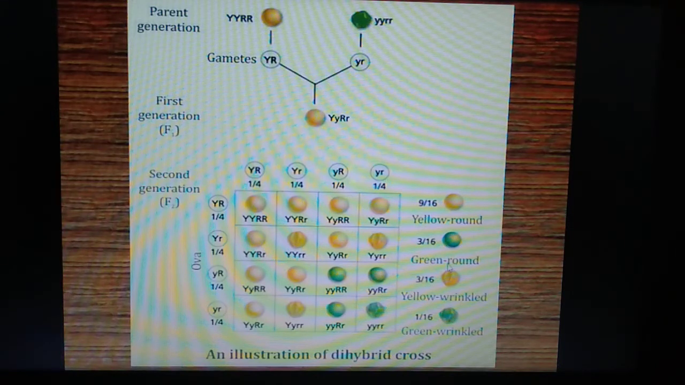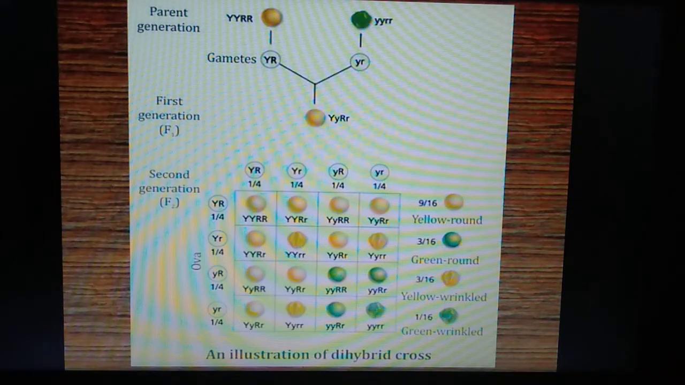Three of them will be green as well as round. Three of them are going to be yellow as well as wrinkled, and one will be green as well as wrinkled. So here you see green and round, this one and this one. Yellow and wrinkled, this and this. Green wrinkled, this one. So the phenotypic ratio is 9:3:3:1.